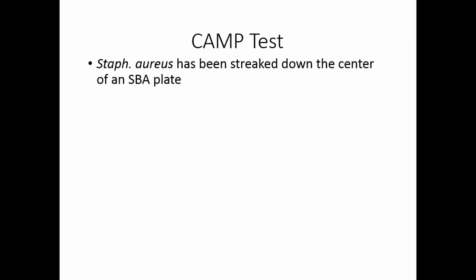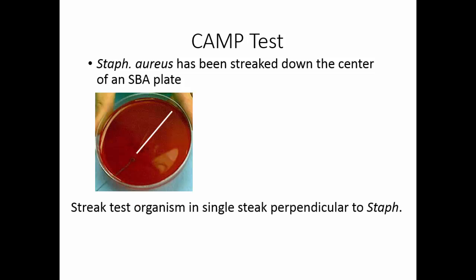The CAMP test uses Staph aureus. Staph aureus will have been streaked down the center of a sheep blood agar plate. You will then streak the test organism in a single streak perpendicular to the staph.